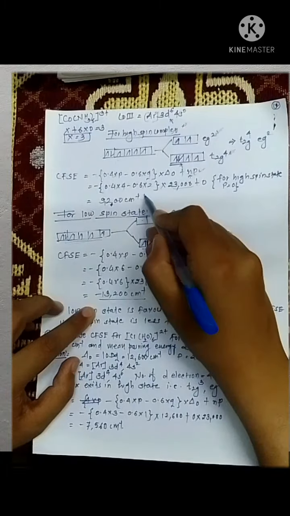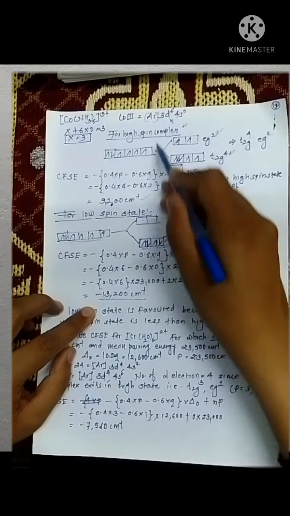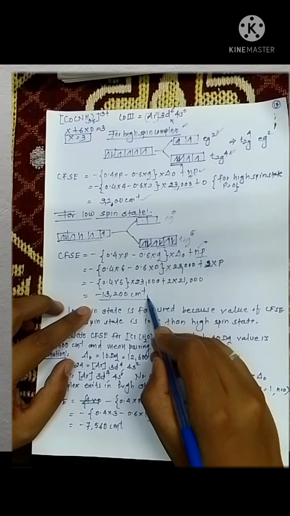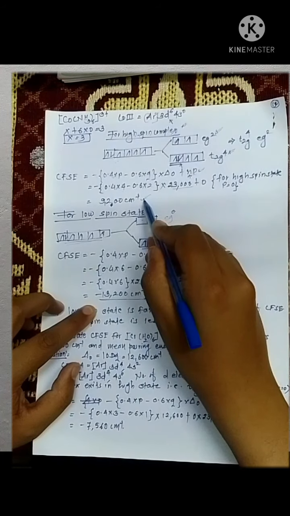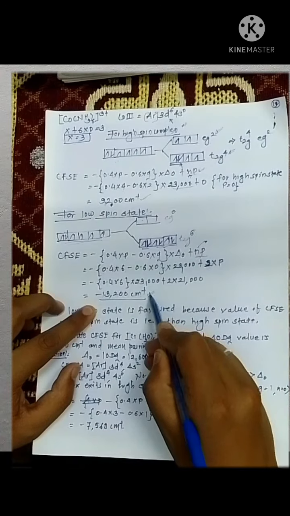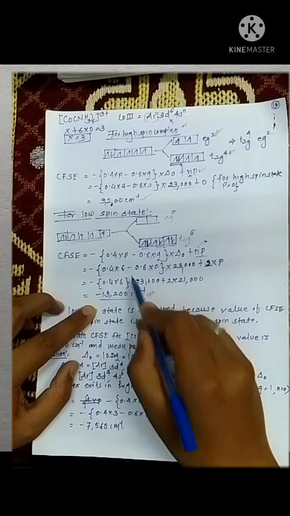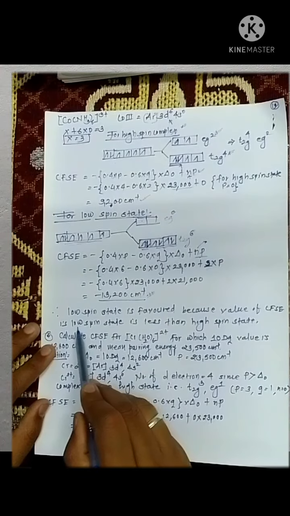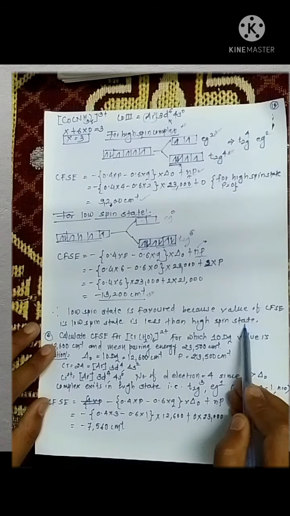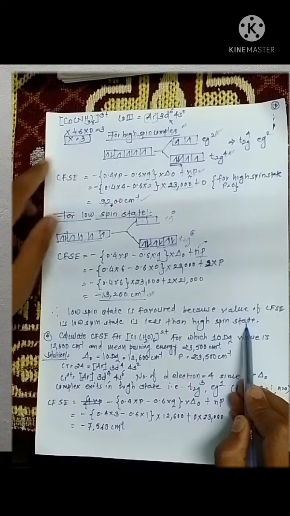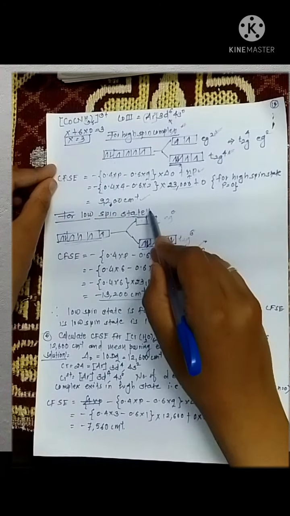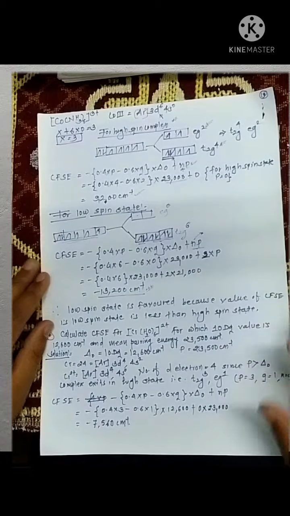If we compare the value for the high spin complex and the value for the low spin complex, we come to the conclusion that the value for the low spin complex is low as compared to the high spin complex. So that state of complex is preferred during formation. It simply means that the low spin state is favored because the CFSE value in the low spin state is less than the high spin state. So it means that hexaamine cobalt 3 plus basically forms a low spin complex, not a high spin complex.